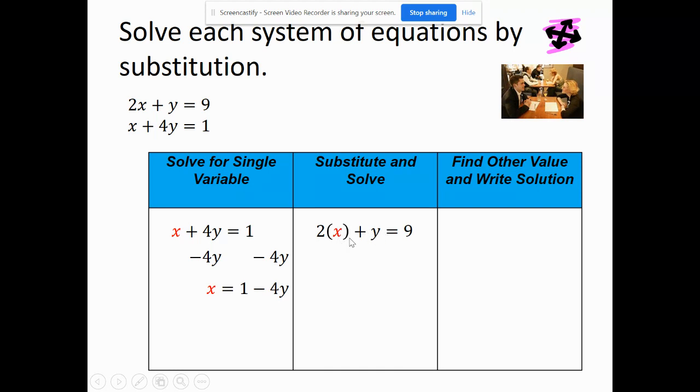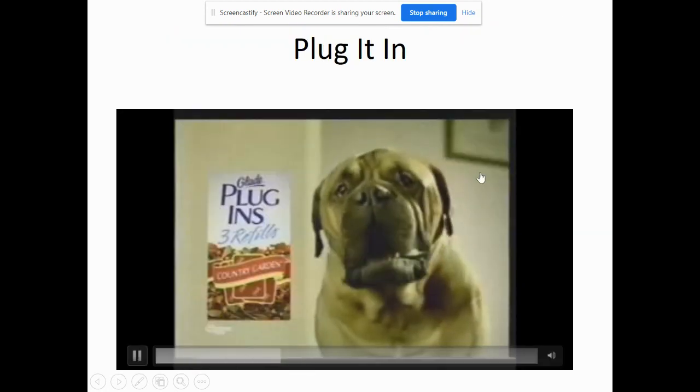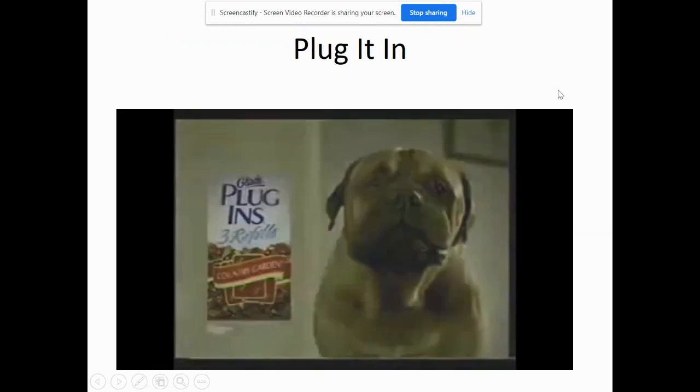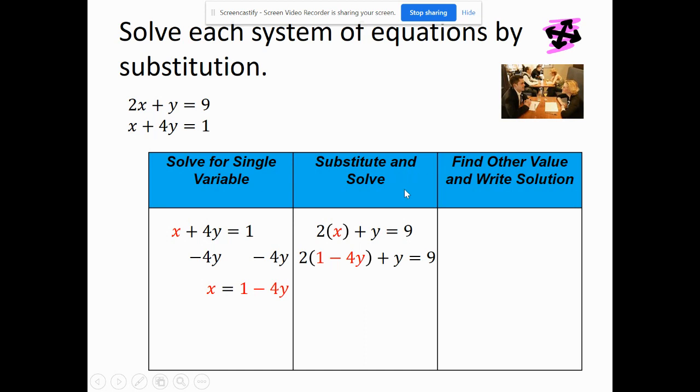I see this 2x plus y equals 9. And what I'm going to do is this: see this x? It's the same as this x right here. But what is that x equal to? It's equal to 1 minus 4y, which I'm going to write over here in the third column. And I'm also going to plug it in and write it where the x is. I change the x to 1 minus 4y because that's what it's equal to.